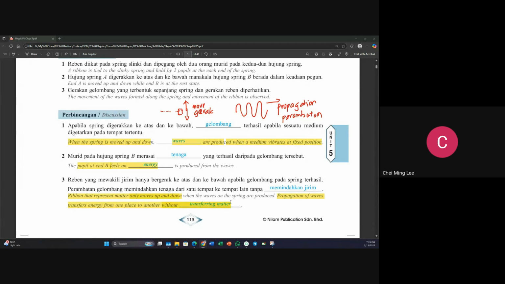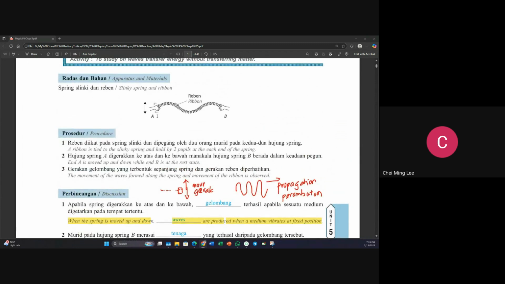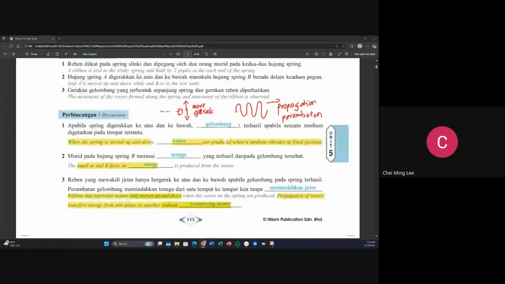You can draw this one, and then jot this down.